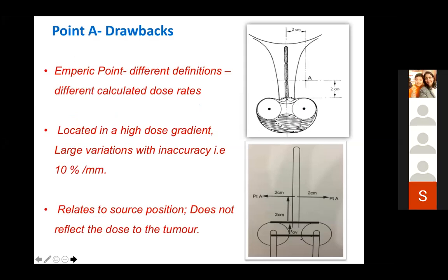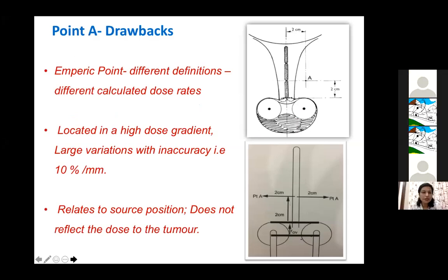So what were the drawbacks of Point A? Firstly, this is an empiric point. It is basically a point which has different definitions, and we know we have at least 3 definitions of Point A, starting from the one that was Manchester based to the one that has been recommended by the ABS, which is Point H. So once we have different definitions, of course, we have different calculated dose rates.